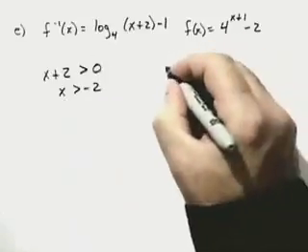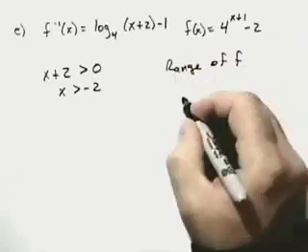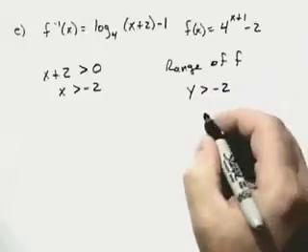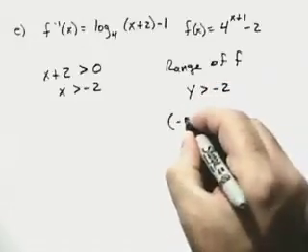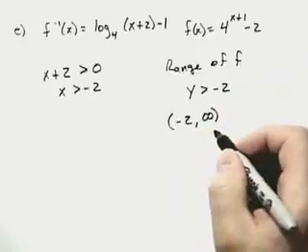Therefore, we can say the range of f will be the set of values for y that are greater than negative 2. In interval notation, we'd say the range is from negative 2 to infinity in parentheses.